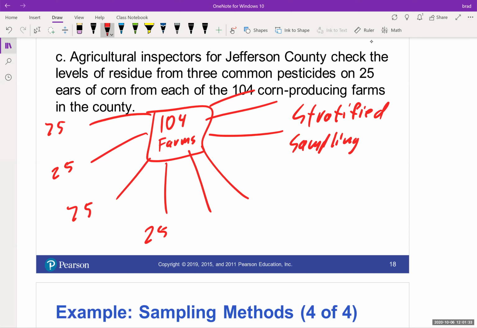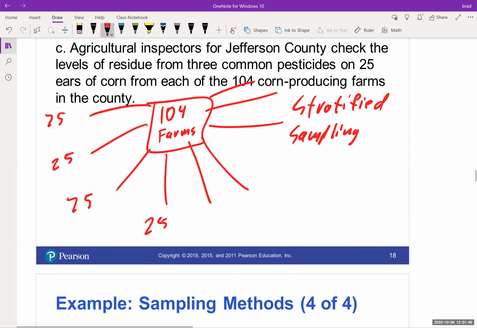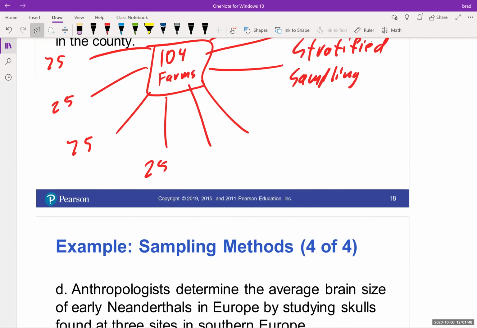And I would say that this would also be a good representative because they're taking from all the farms. Now, they're not taking every ear of corn from the farm. They're only taking a sample from each, but that's exactly what stratified sampling does. And I think this would be a good representative of the population, okay?